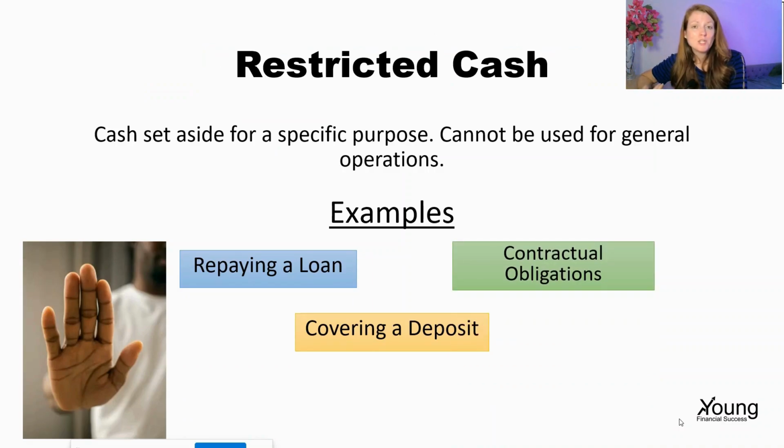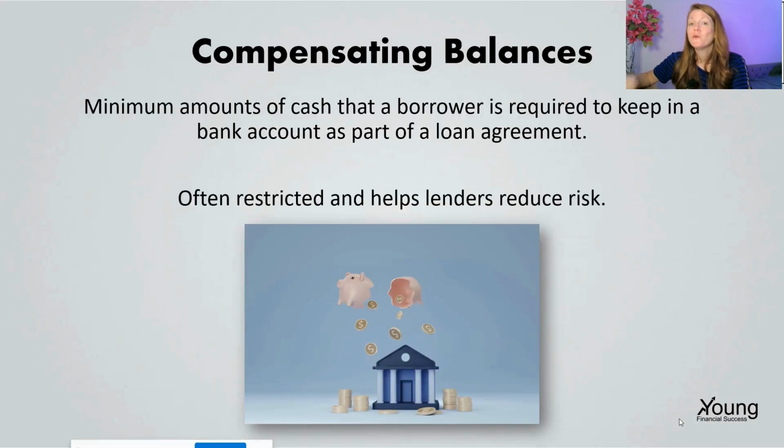Could also be contractual obligations. So that's what we're going to look at next here. Contractual obligation that requires you to have restricted cash. That would be a compensating balance. So this is a little bit interesting here. This is where there's a minimum amount of cash that a borrower is required to keep in a bank account as part of a loan agreement. So the bank says, sure, we're going to lend you $50,000, but you have to keep $20,000 in our bank in a deposit. So this is going to help the lender reduce their risk.